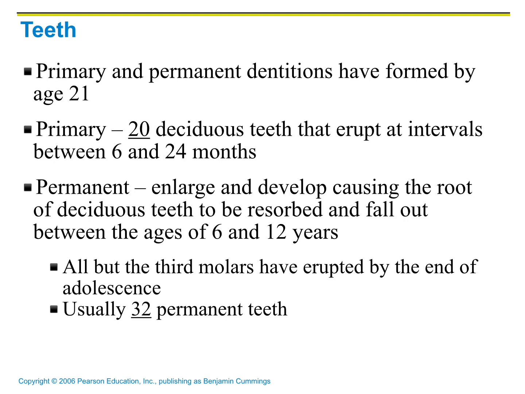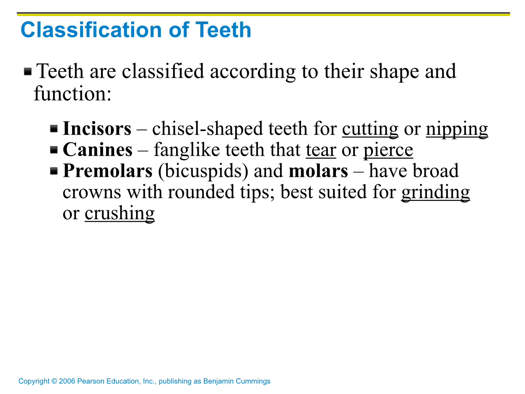we have 20 deciduous teeth, and then our permanent teeth, we have 32. Know those numbers. This slide I have underlined for you the functions of each type of tooth. So the incisors will cut and nip, the canines will tear and pierce, and the premolars, the bicuspids, and the molars will grind and crush. So memorize the functions of the different types of teeth.